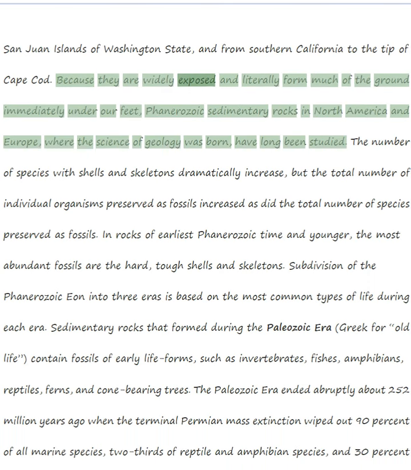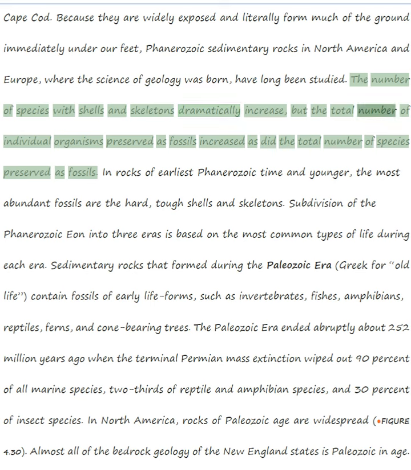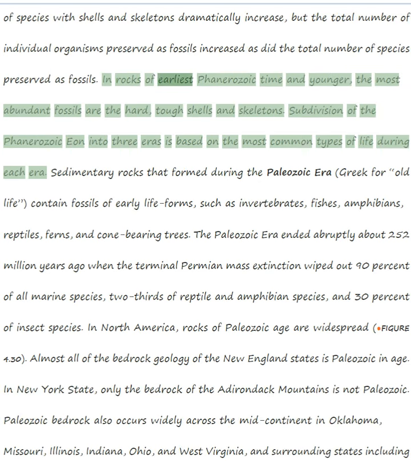Because they are widely exposed and literally form much of the ground immediately under our feet, Phanerozoic sedimentary rocks in North America and Europe, where the science of geology was born, have long been studied. The number of species with shells and skeletons dramatically increased, and the total number of individual organisms preserved as fossils increased, as did the total number of species preserved as fossils. In rocks of earliest Phanerozoic time and younger, the most abundant fossils are the hard, tough shells and skeletons. Subdivision of the Phanerozoic eon into 3 eras is based on the most common types of life during each era.